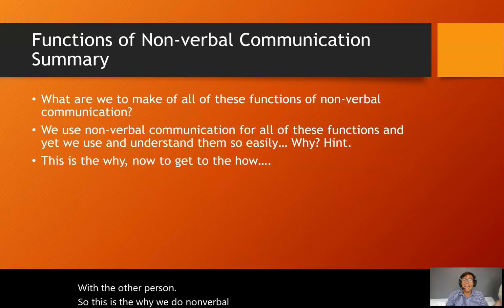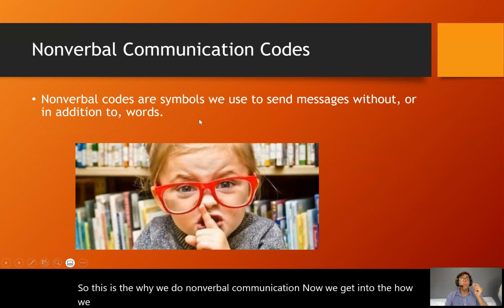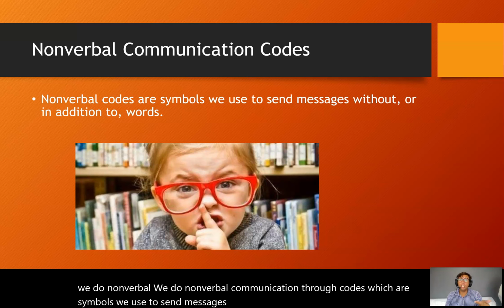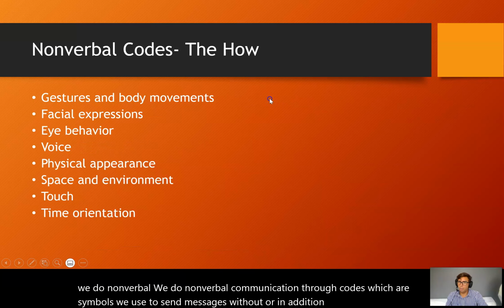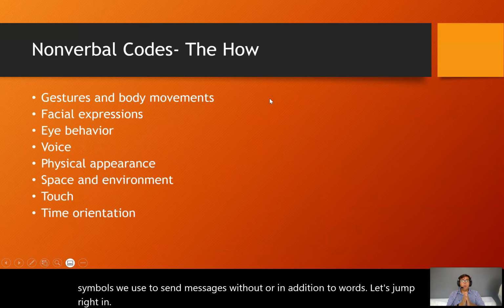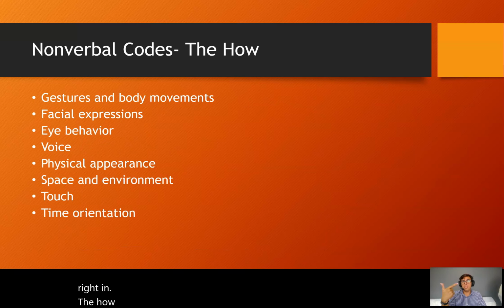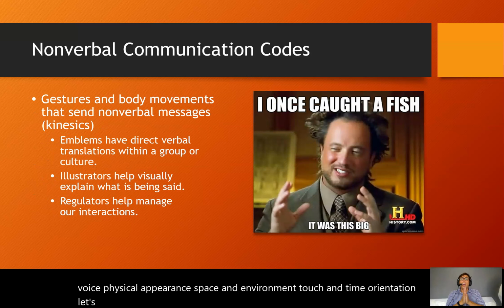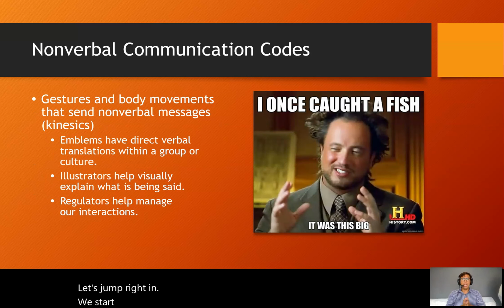Now we get into the how we do nonverbal. We do nonverbal communication through codes, which are symbols we use to send messages without or in addition to words. The how includes gestures and body movements, facial expressions, eye behavior, voice, physical appearance, space and environment, touch, and time orientation. Let's jump right in. We start with gestures and body movements that send nonverbal messages.